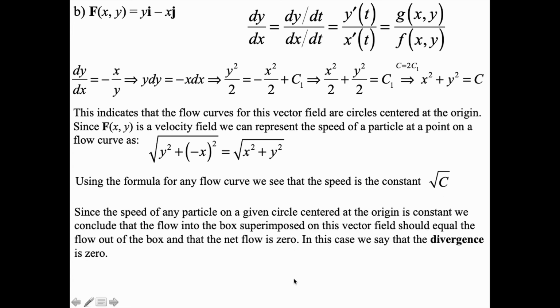And since the speed of any particle on a given circle centered at the origin is constant, we can then conclude that the flow into the box superimposed on that vector field should be equal to the flow out of any box in that vector field. So the net flow is 0. And of course, in this case, we would say that the divergence of this vector field is equal to 0. Again, because the speed turned out to be constant, it didn't change as we move from point to point. And that harmonizes with the del dot f calculation we had earlier. So hopefully that gives you a better handle as to what that 0 actually means.